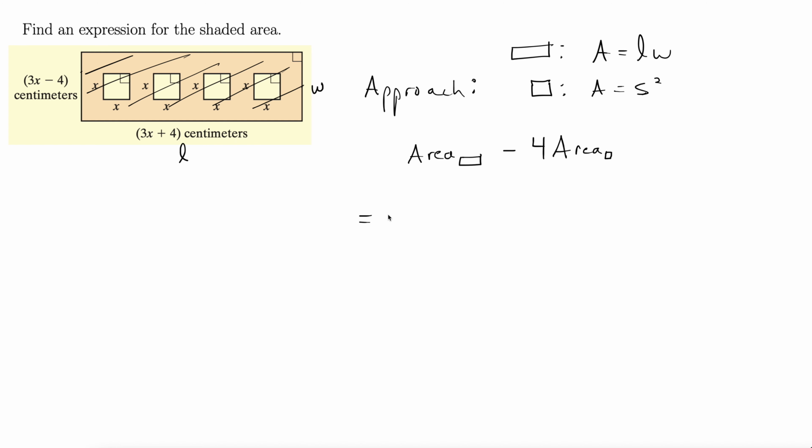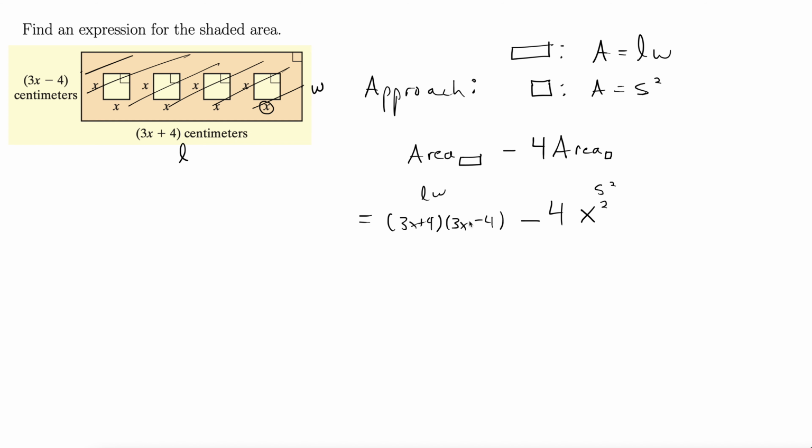So area of the rectangle is length times width, which is (3x + 4)(3x - 4), minus 4 times side squared, the area of the side. Well, here the length of a side is just x, so 4x squared. That's going to remove the 4 squares that are stamped out of this orange rectangular region. Okay, so this is progress.